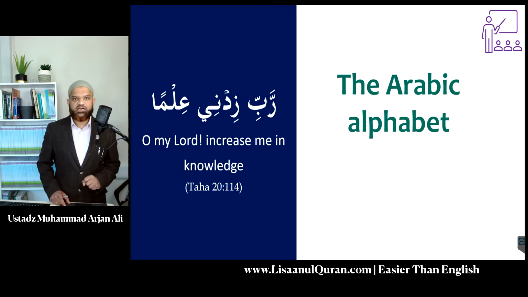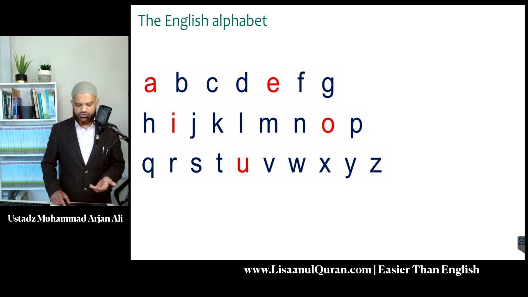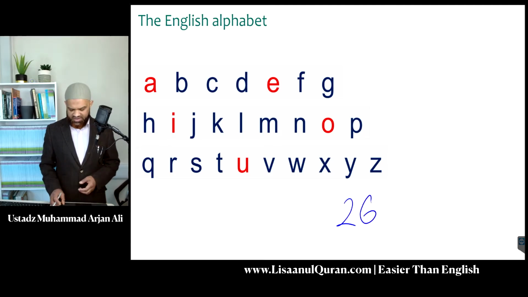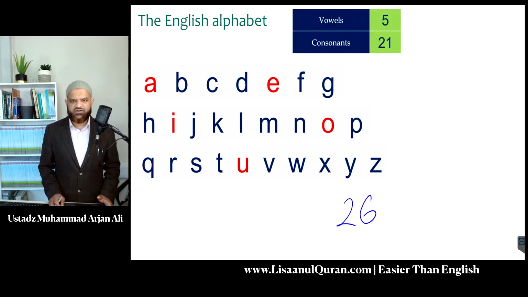Before going into looking at Arabic words, I want to quickly take a tour of the alphabet. We are familiar with the English alphabet, I'm sure, and there are 26 letters in the English alphabet. Now, they're made up of two things, consonants and vowels. A, E, I, O, U are actually vowels.